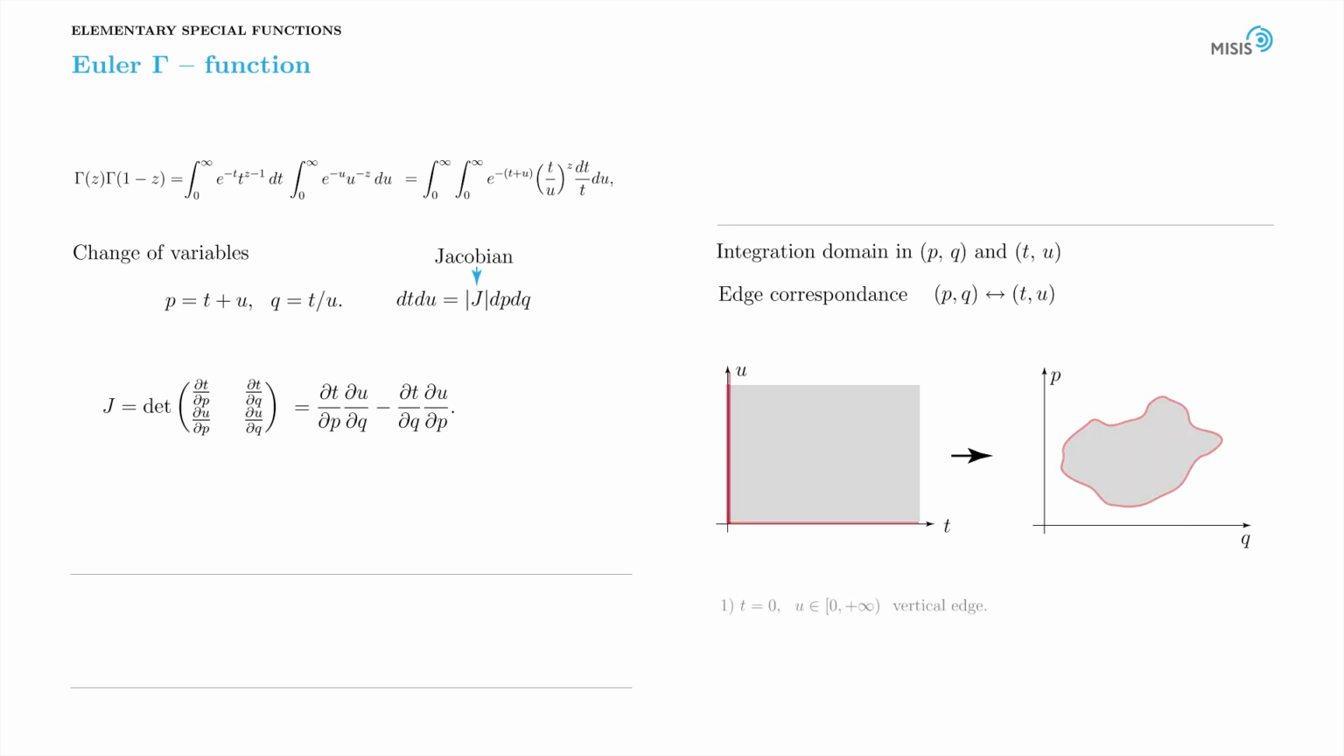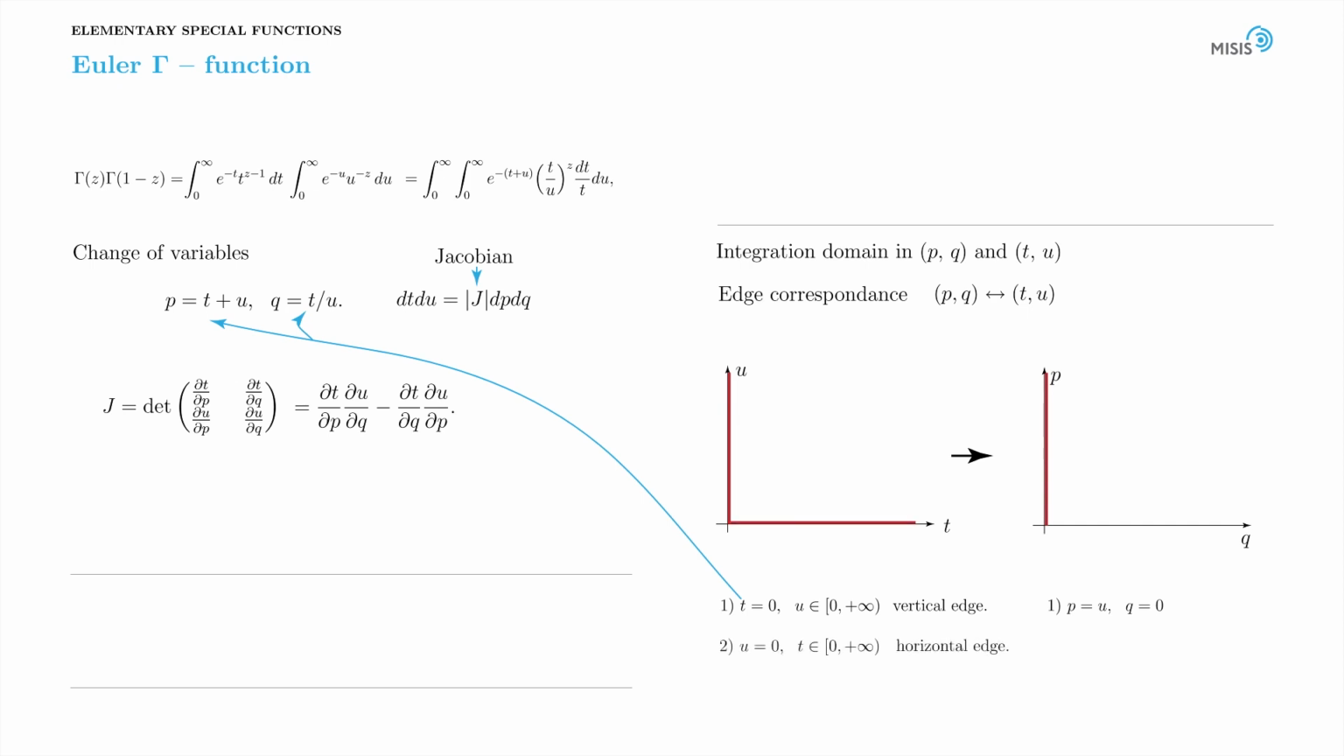First, we consider the vertical edge. It's given by the equation t is equal to 0 and u running from 0 to plus infinity. We plug these equations into our change of variables and get the parametric equation for the image of this edge in the pq plane. Here, the role of the parameter is assumed by u. We see that it is nothing but the vertical edge in the pq plane. Good. Next, we find the image of the horizontal edge. u is equal to 0 and t is running from 0 to plus infinity.